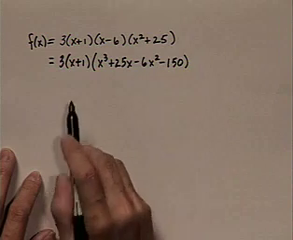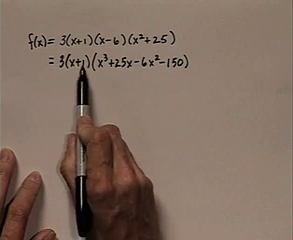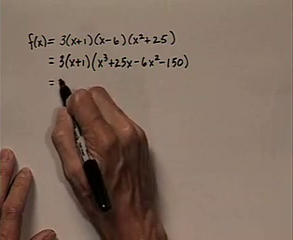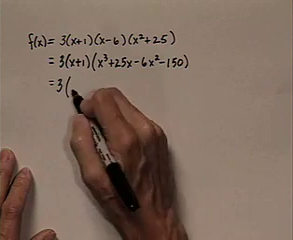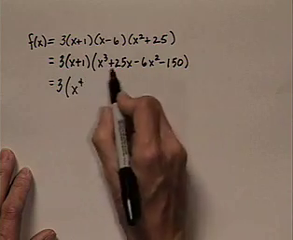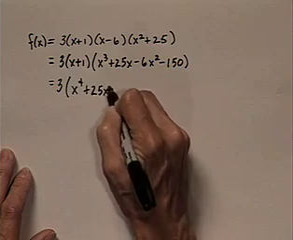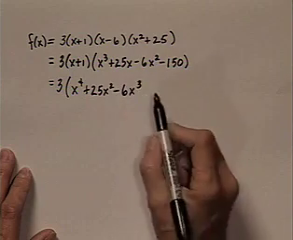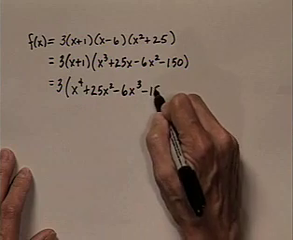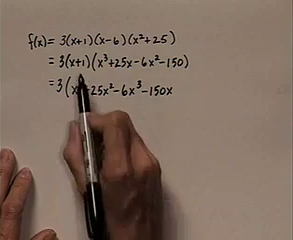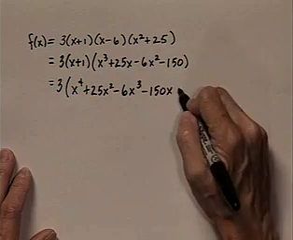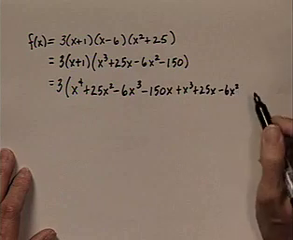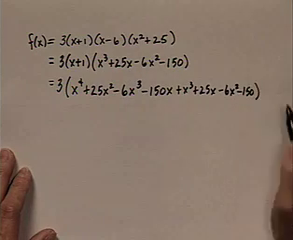There aren't any, so I'm going to continue multiplying by distributing each term in x plus 1 to each term in this cubic polynomial. So I have 3 times x cubed, x to the 4th, x times 25x, which is 25x squared, x times negative 6x squared is negative 6x cubed, x times negative 150, negative 150x. Now 1 times each term, x cubed plus 25x minus 6x squared minus 150.